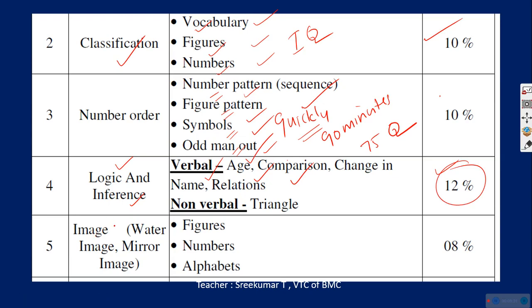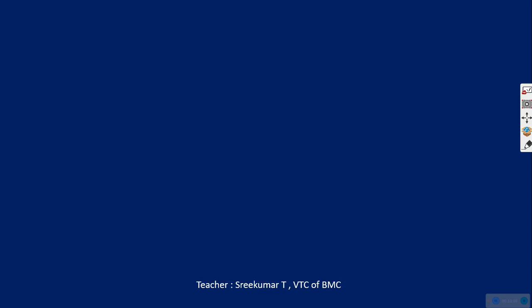Another intelligence question is about image: ability to think in reverse, ability to imagine the opposite, ability to stand in others' shoes and find out whether you can imagine from their side. We cannot practically do it, so we have figures, numbers and alphabets which have their own mirror image and water image, by which we get an idea whether you are able to think in others' boat. Stand on the other side and think how that person is thinking. Whether that capacity is there with you is tested by this kind of question.